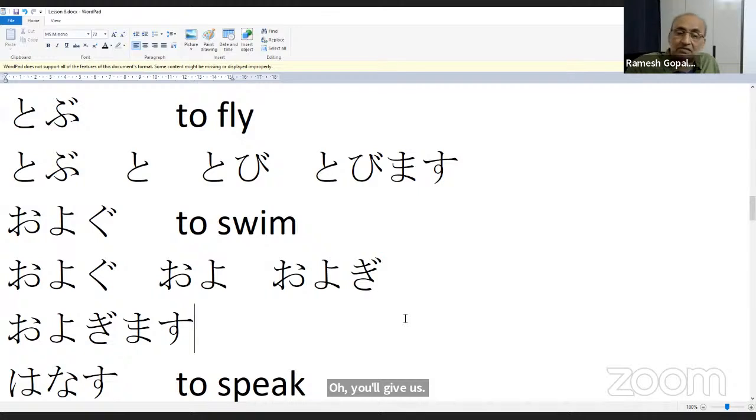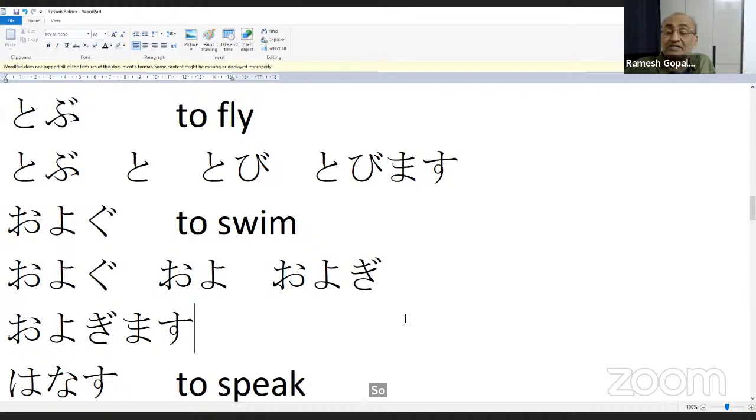Hanasu. Okay, now tell me. Now you ask me, no? Tell me, what is hanasu? You can have a look at the chart and tell me. Hanasu means to speak. Hanashimasu. No, don't jump. Tell me what you do step by step. Drop the final su. What is the final kana? Su. Drop it. What are you left with? Hana.